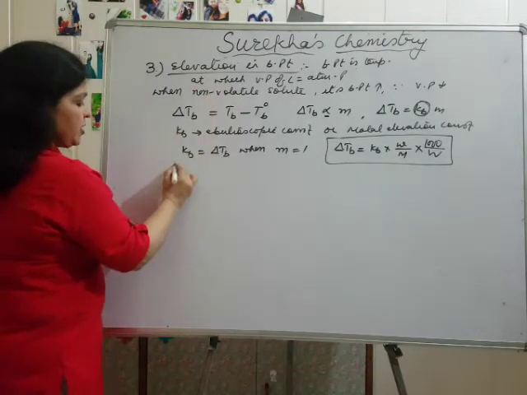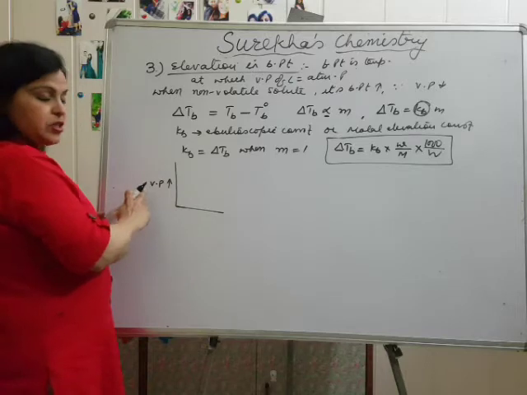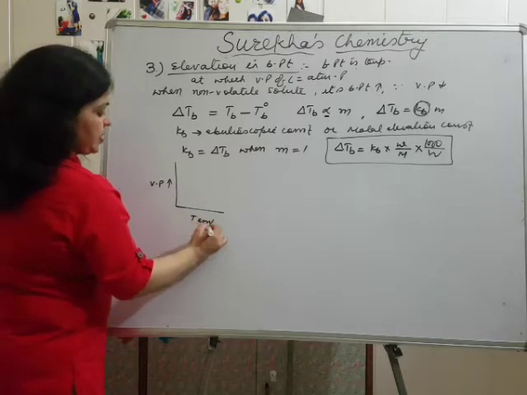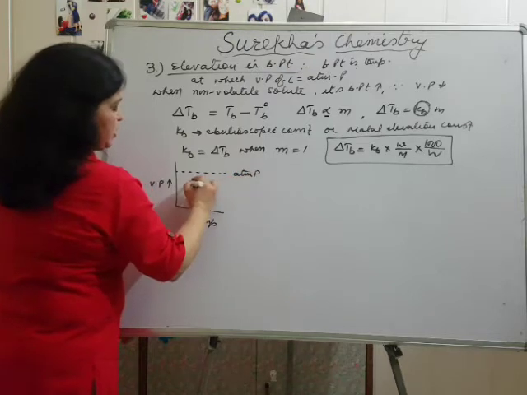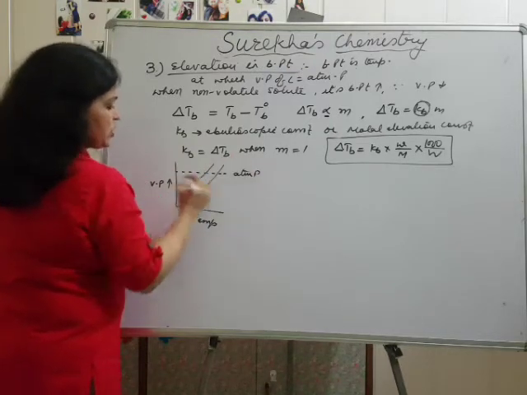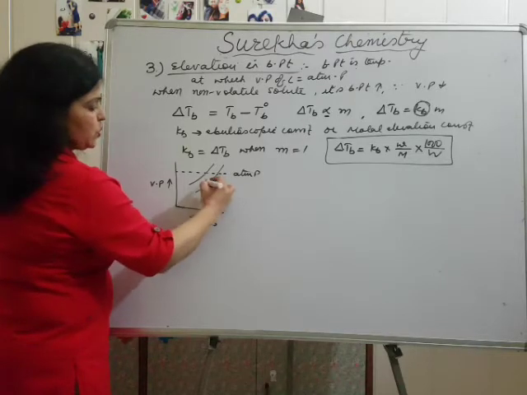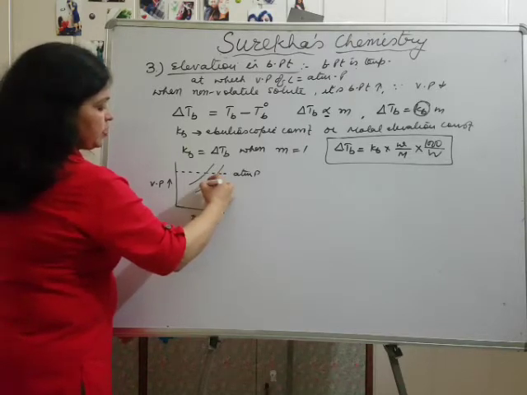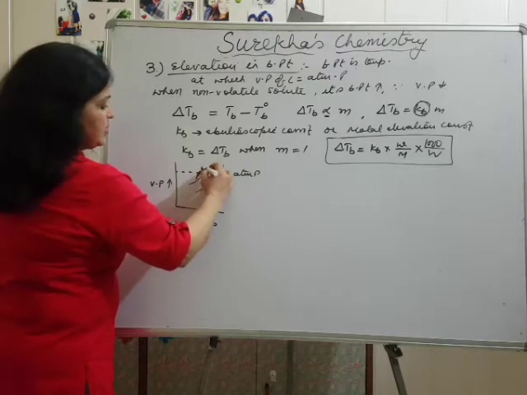Well, graphically, it is shown like this. Vapor pressure on this axis and temperature on the other. This is atmospheric pressure. Now, the curves of solution and solvent. This is the higher boiling point. So, this is the curve for the solvent, and this is the solution and this is the solvent.